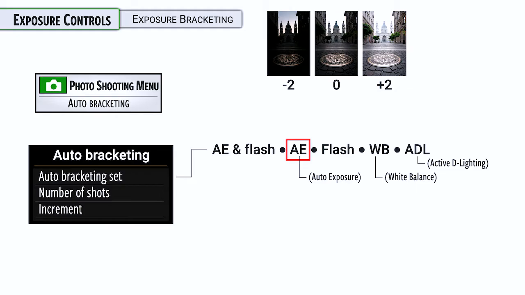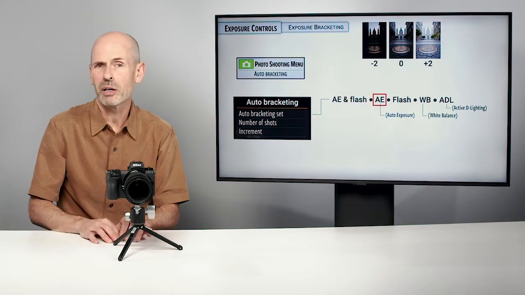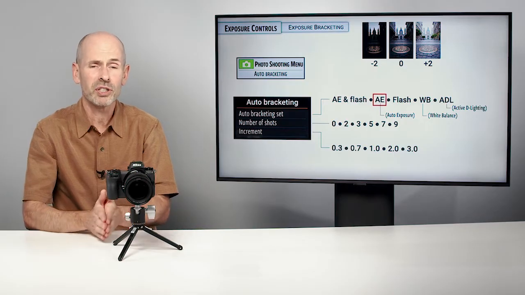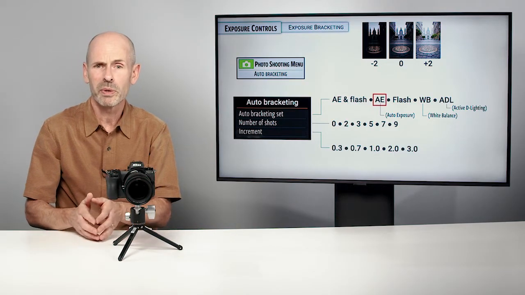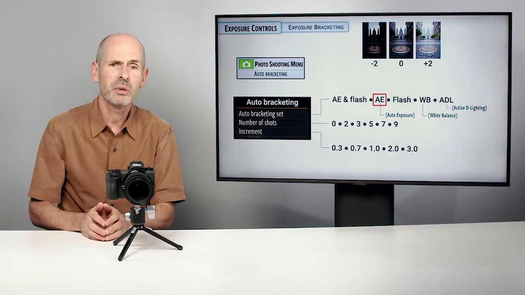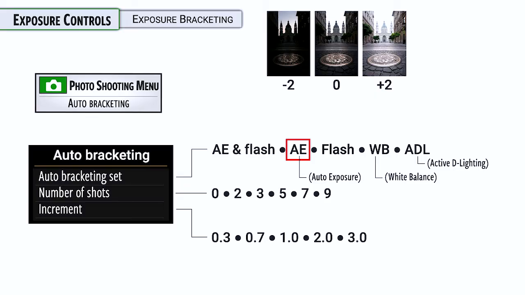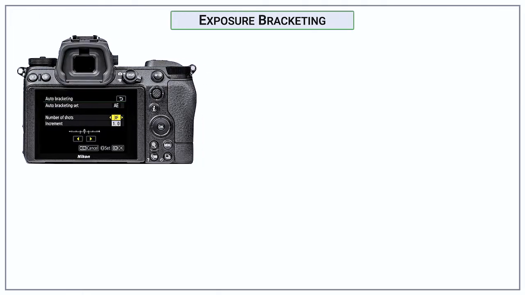You can also do it with a feature called active delighting. I'll talk about these other features here in due time. We're talking about auto exposure bracketing. Now, you can adjust the number of shots. You can do 2, 3, 5, 7, or 9, and you can also adjust the increment between the shots, depending on what type of purpose you're doing with this.